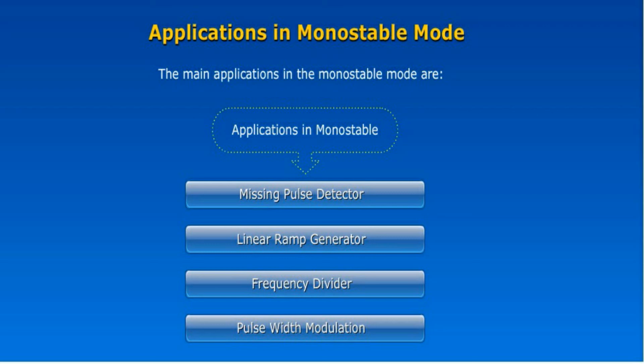Application of monostable multivibrator. The monostable multivibrator is used in various applications. The main applications of the monostable multivibrator are missing pulse detector, linear ramp generator, frequency divider and pulse width modulation.